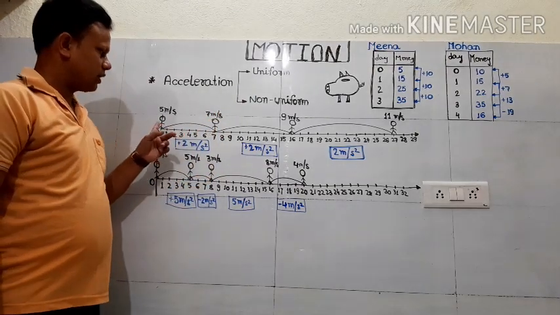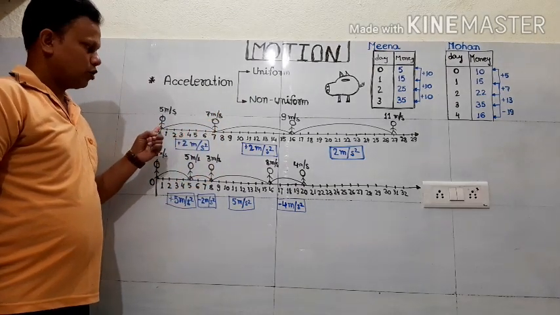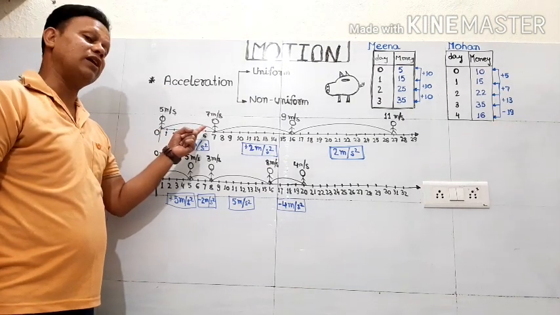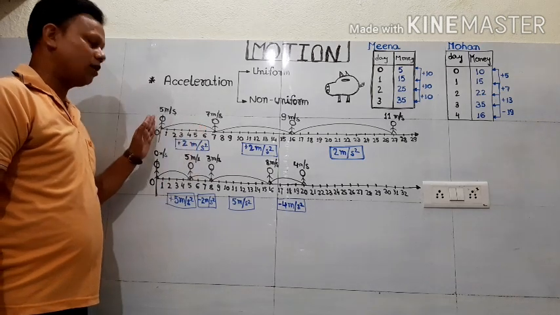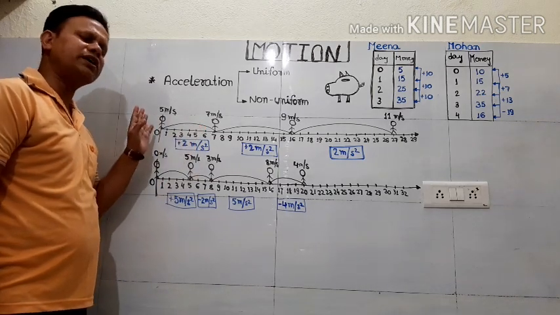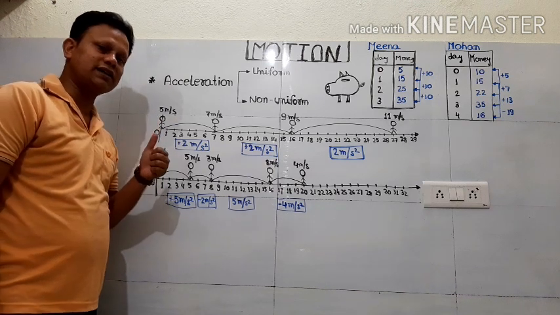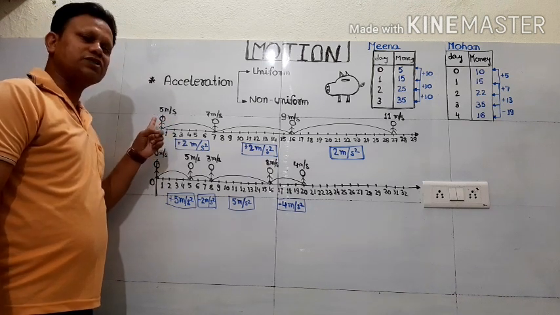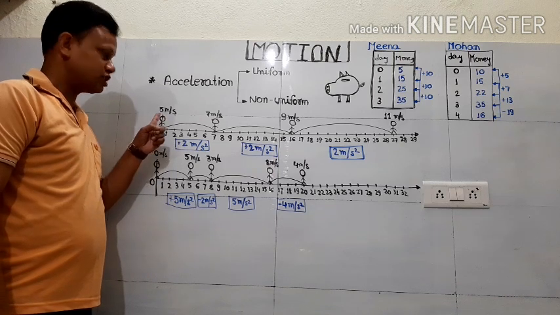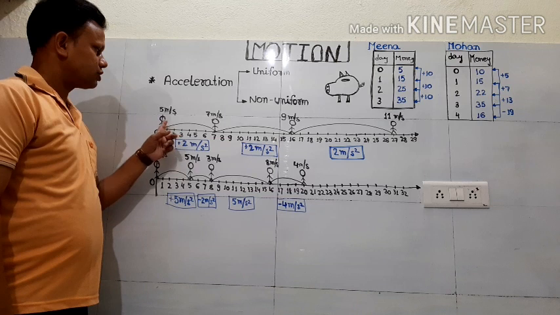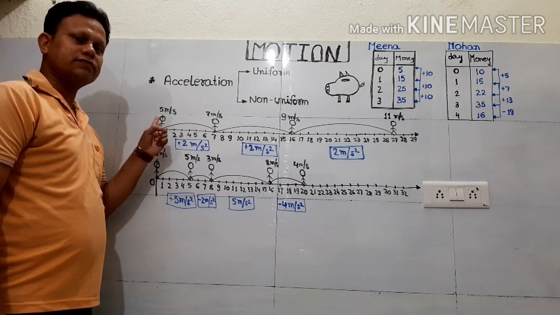Suppose one person is here. After 1 second, he reaches 7 meter per second velocity, and already he has a speed of 5 meter per second. You can take 0 meter per second also, but here I have taken that when the observation has started, the body has already acquired a speed of 5 meter per second, and this is called initial velocity, and the later one is called final velocity. So suppose here we are observing 5 meter per second.